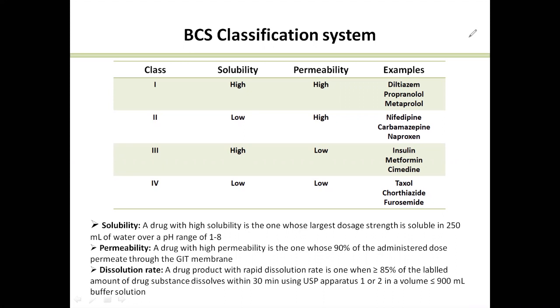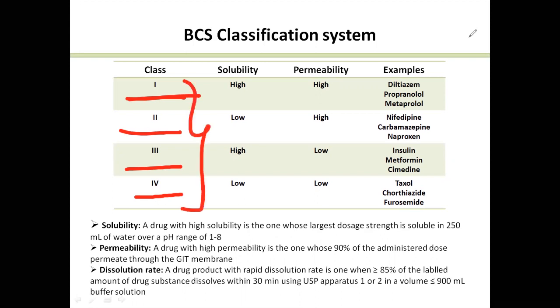There are basically four categories into which we divide our drug, on the basis of their solubility and permeability. These classes are named class 1, class 2, class 3 and class 4. This classification is done on the basis of solubility and permeability.